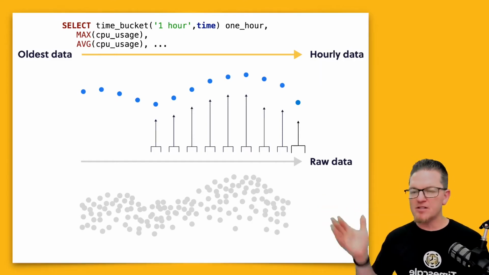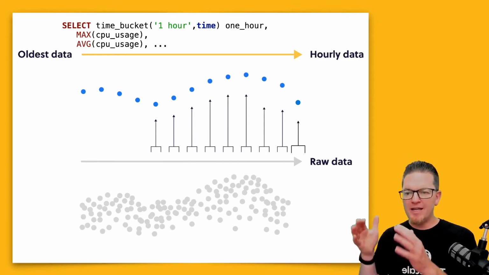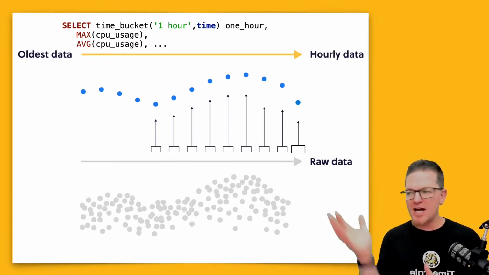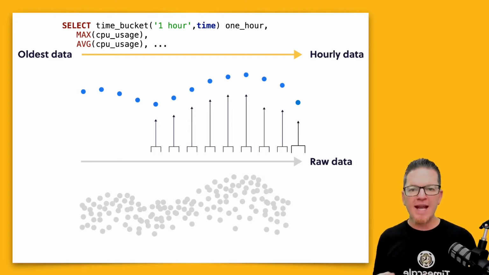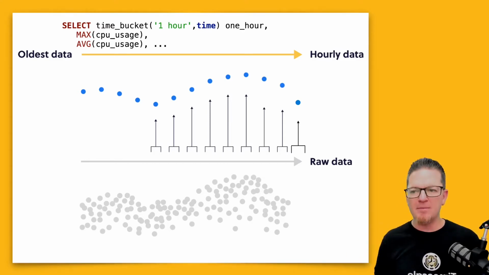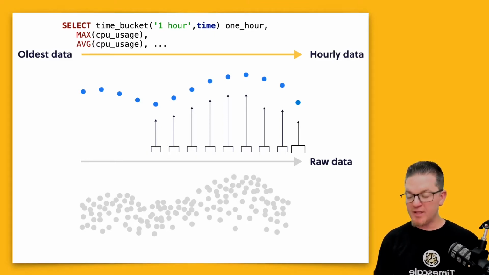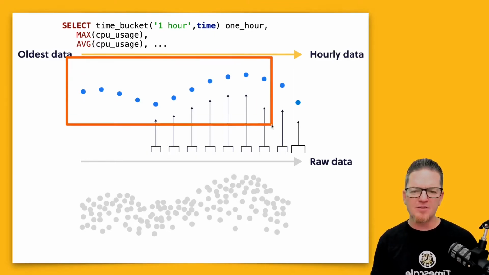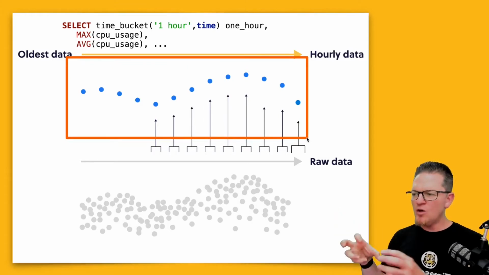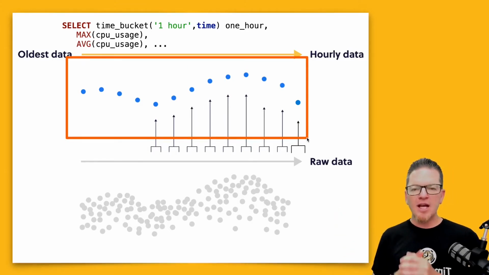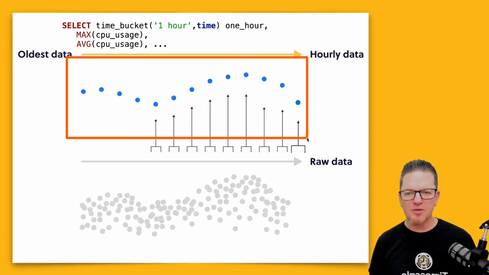And that's what time bucketing functions allow us to do. We say, give me buckets of time, an hour of time in this example. And within that hour, every hour of time, give me the max and the average and so forth. And so that's really valuable. It allows us to draw charts. It allows us to do reporting. We can get these rolled up values, but they can be really expensive to compute.